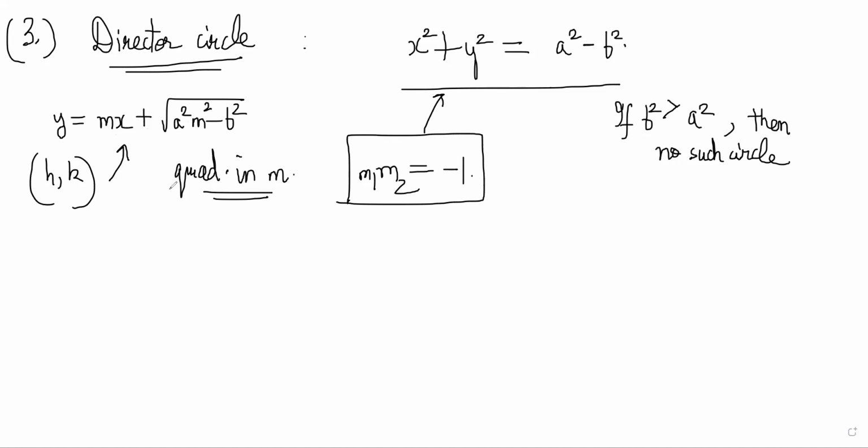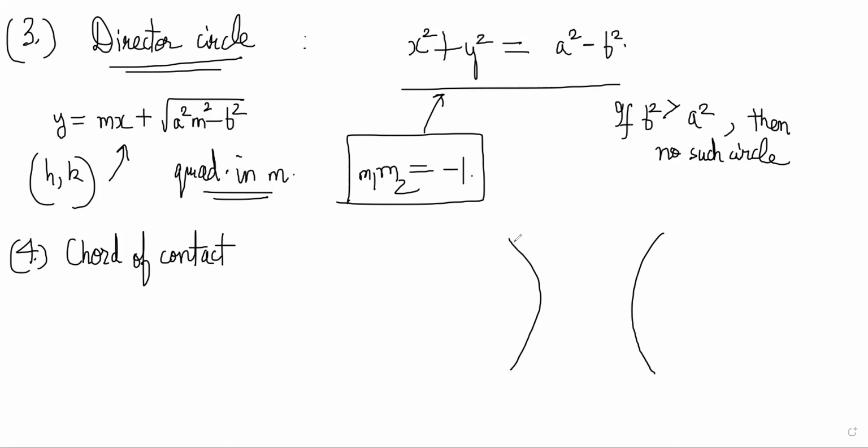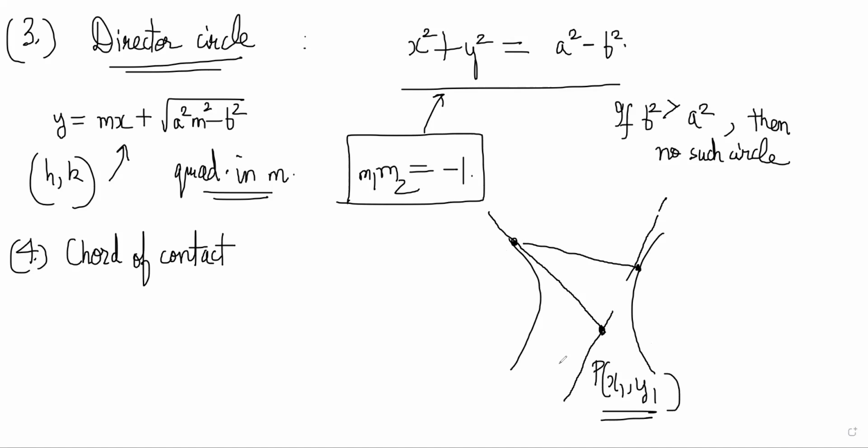Then fourth thing is chord of contact. Chord of contact is the chord joining the points of contact of two tangents. So if this is a point of contact of a tangent, and let's say this is a point of contact of another tangent, this is the chord of contact, right? Chord of contact with respect to an external point. This is an external point from where two tangents were drawn. Now you want to find the chord of contact.